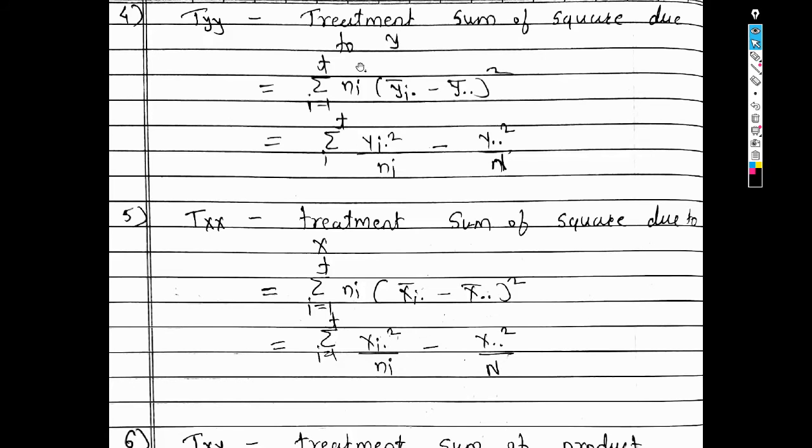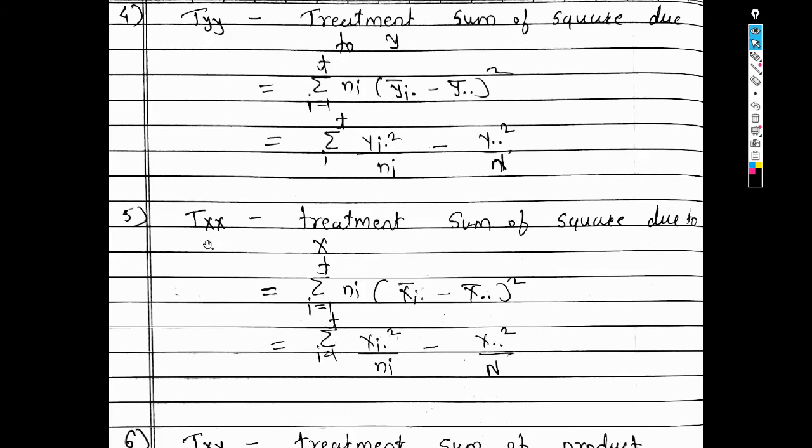Then next is Tyy. So capital T to the base yy is the treatment sum of square due to y. For total sum of square we consider capital S, and for treatment sum of square we consider capital T to the base yy. And how do we find this? It is summation i running from 1 to t, ni into (yi dot bar minus y dot dot bar) whole bracket square. Since this bracket is independent of summation over j, summation over j gives ni. And in correction factor form this can be written as summation over i yi dot square divided by ni minus y dot dot square divided by capital N.